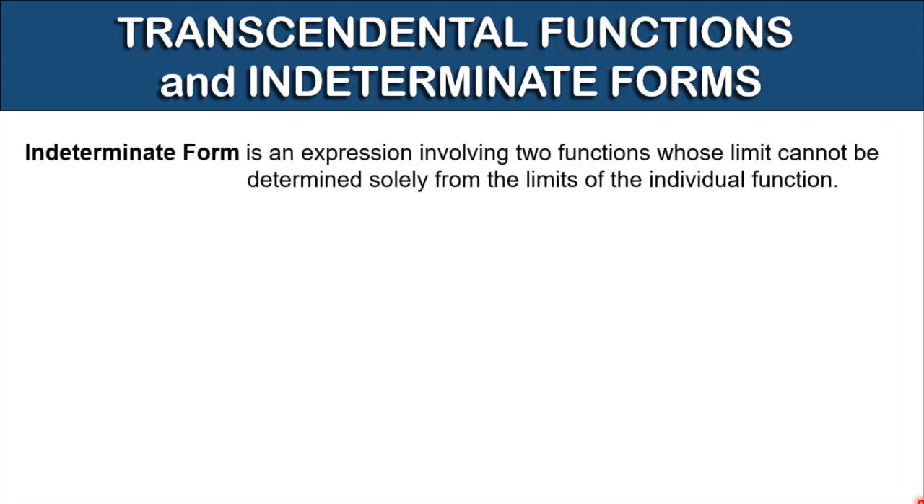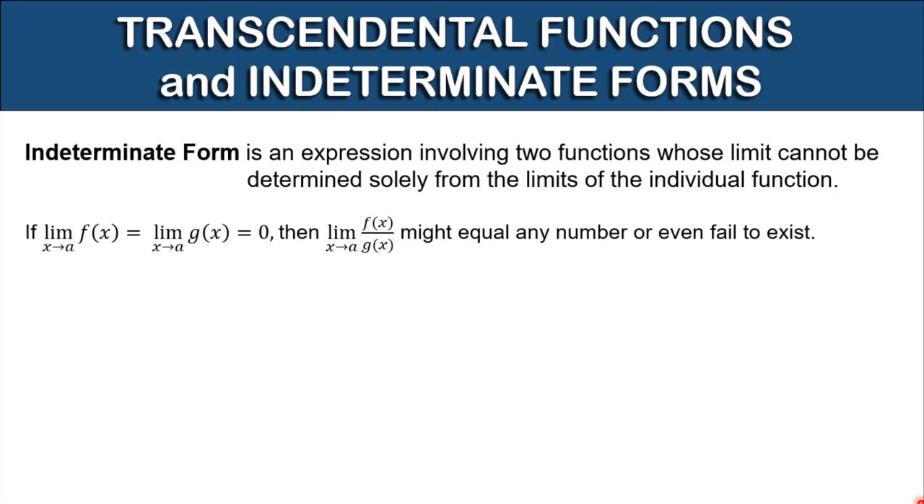When we say indeterminate form, it is an expression involving two functions whose limit cannot be determined solely from the limits of the individual functions. This is if the limit of the function f of x as x approaches a is equal to the limit of g of x as x approaches a, and these two are equal to 0. Then the limit of f of x over g of x as x approaches a might equal any number or even fail to exist.